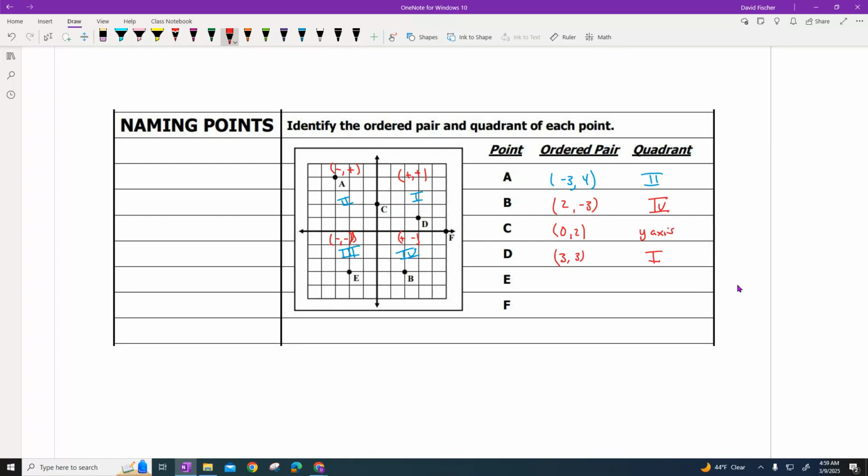Here we go. Let's see, where's letter E? Right there in quadrant 3, so that means go left, 1, 2. You probably are just nailing this and waiting for me. 1, 2, 3, down 3.